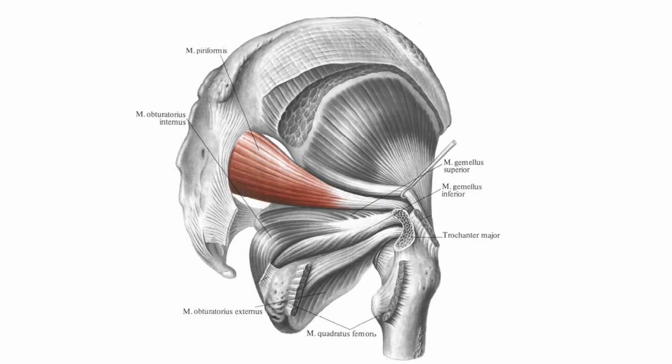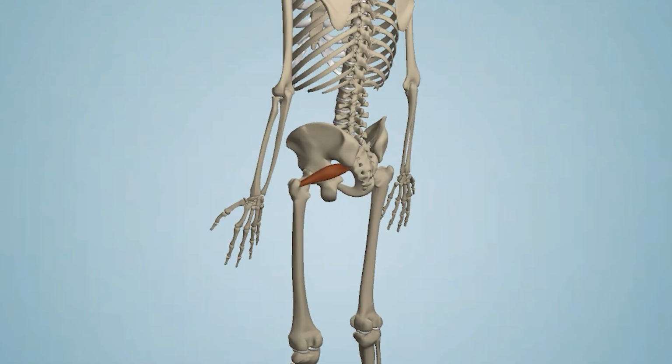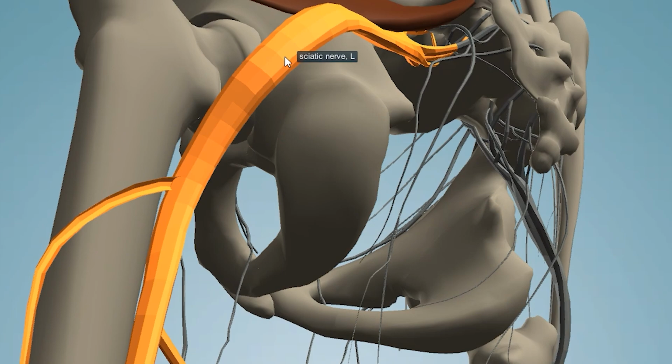The piriformis muscle attaches at one end to the front surface of the sacrum and at the other end to the femur. It exits the pelvis through the greater sciatic foramen, where the sciatic nerve also passes. The upper gluteal vessels and nerve, the pudendal vessels and nerve, the inferior gluteal nerve, the posterior cutaneous nerve of the thigh, as well as the nerves that go to other nearby muscles.